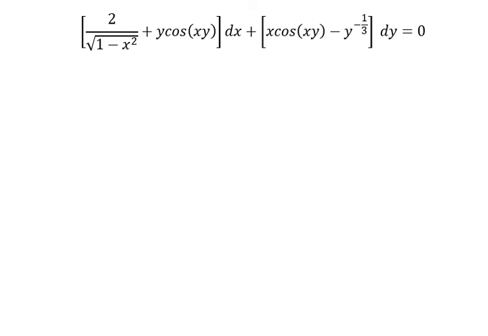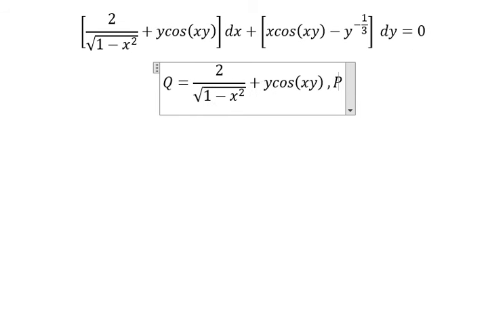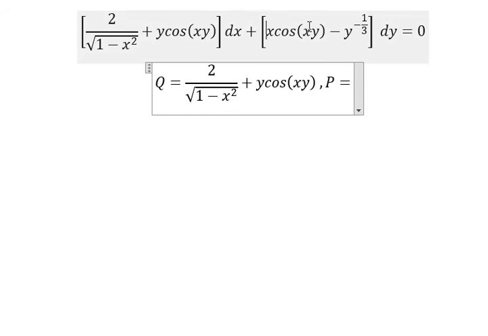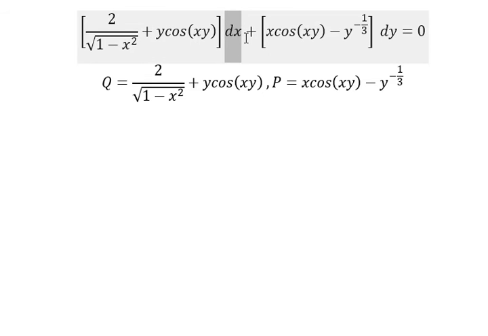The topic today is about differential equations. So now I will show you how to answer. I will put Q equals to this one and B equals to this one. So we have the S.